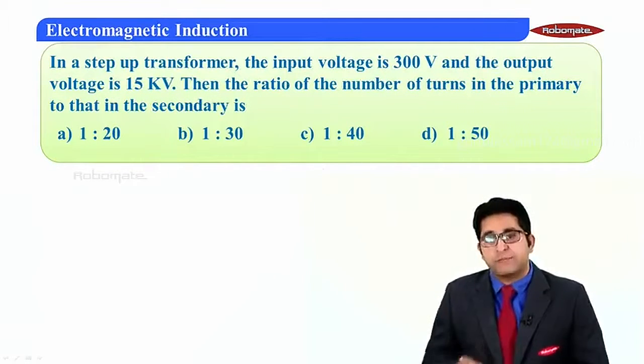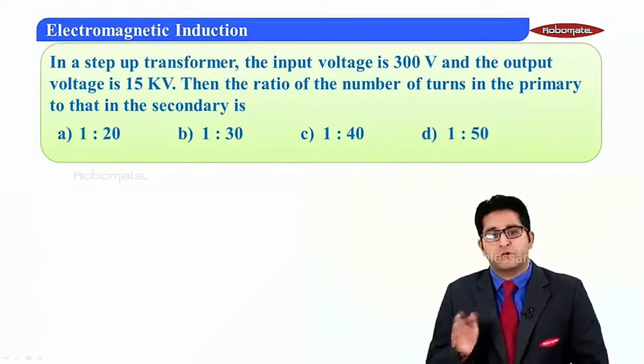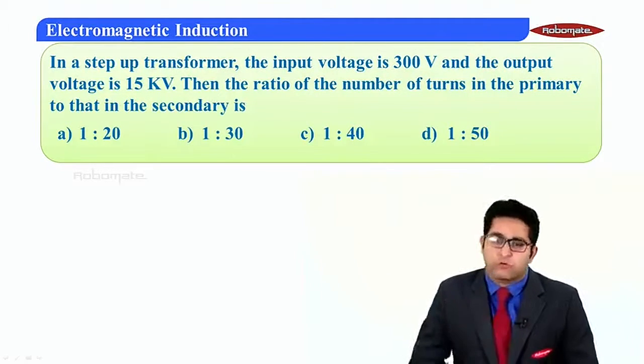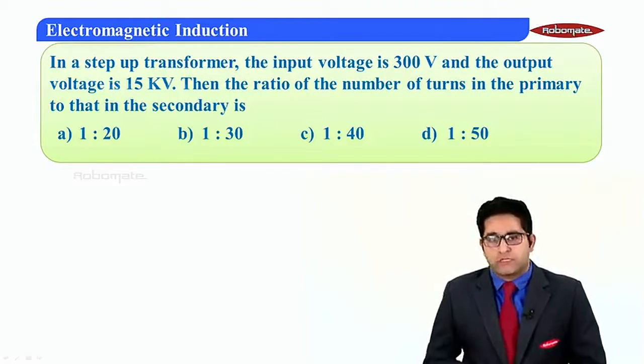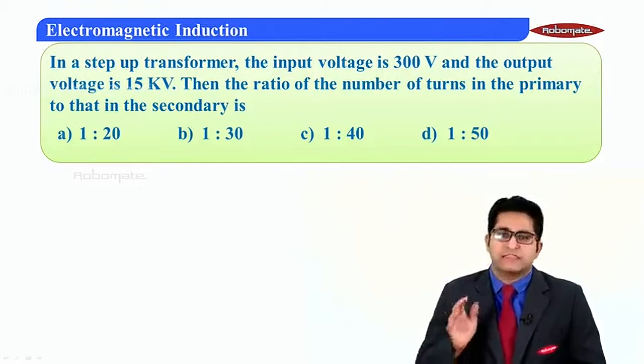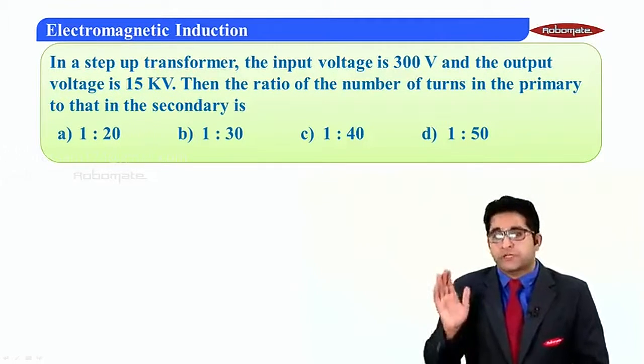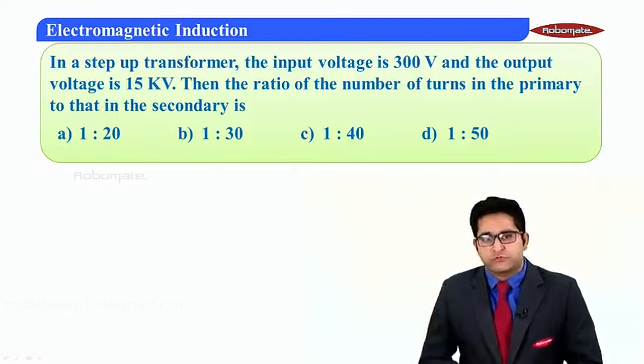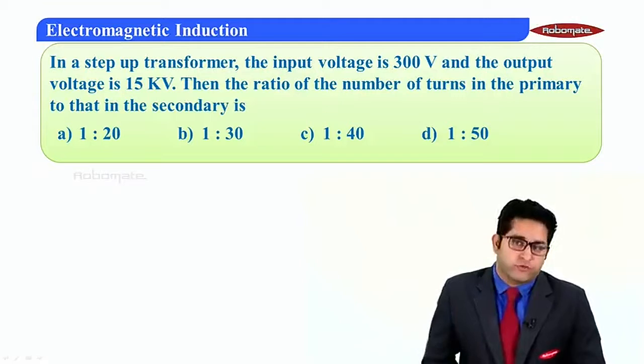It says, in a step up transformer, the input voltage is 300 volt and the output voltage is 15 kilovolt. Then the ratio of number of turns in primary to that in secondary is. Options are option A 1:20, option B 1:30, option C 1:40 and last option is 1:50.